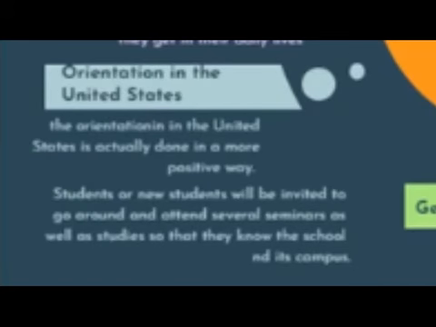Third, the orientation in the United States is actually done in a more positive way. New students will be invited to go around and attend several seminars as well as studies so that they know the school and its campus.